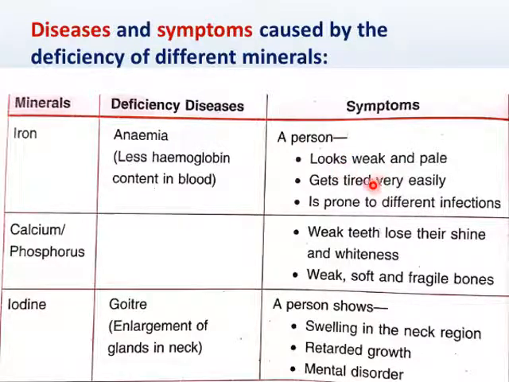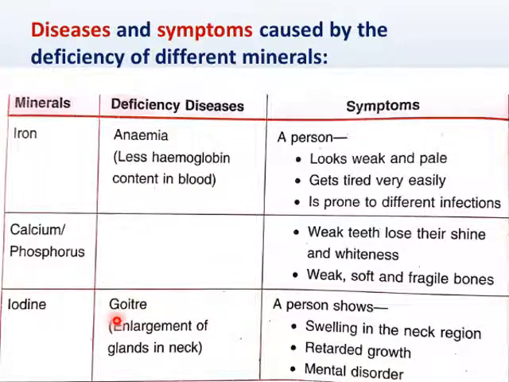Looks weak and pale, gets tired very easily, is prone to different infections. Prone to means there is a chance of getting infections very fast. And next, calcium and phosphorus: weak teeth, teeth lose their shine and whiteness, and weak, soft and fragile bones. So when the bones become very weak and soft, there is a chance of breakdown. So you should be very careful to see that the diet has calcium and phosphorus.